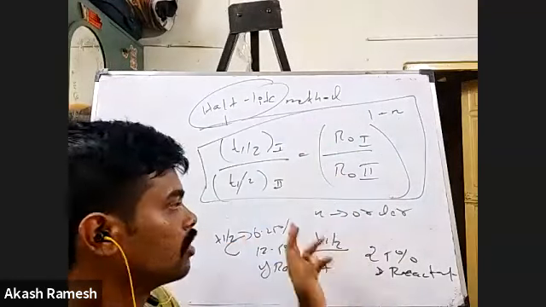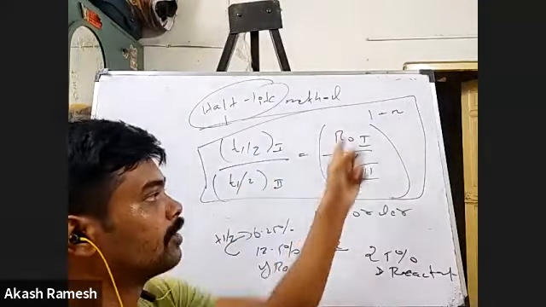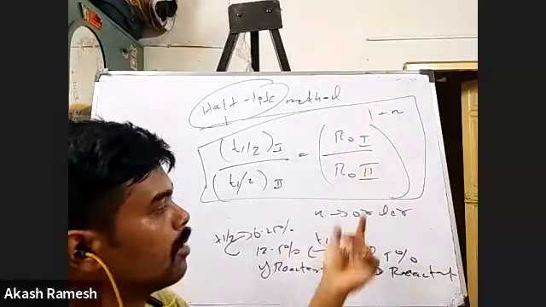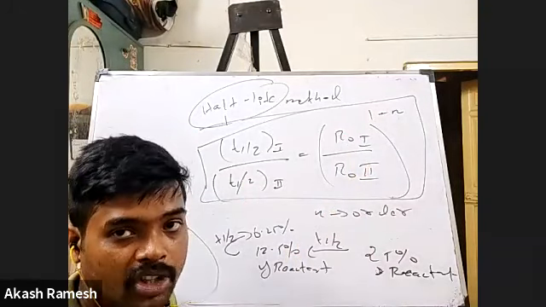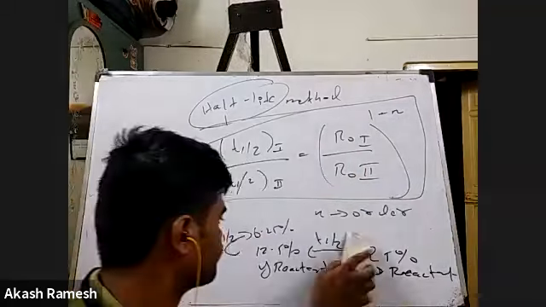This is the mathematics. So if I know the two T-halves and the initial concentrations, I'll be able to find the n value, that is the overall order of the reaction. But only one thing.